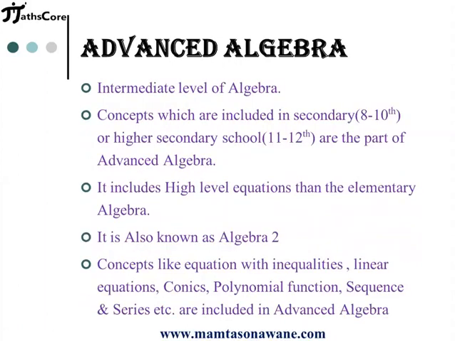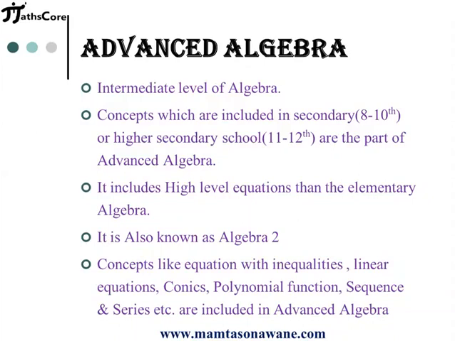The next type is advanced algebra. This is the intermediate level of algebra. Elementary algebra is the basic level and advanced algebra is an intermediate level. In advanced algebra, all the concepts included in secondary or higher secondary school, meaning 8 to 10 standard or 11 to 12 standard, are part of advanced algebra. It includes a higher level of equations than elementary algebra.